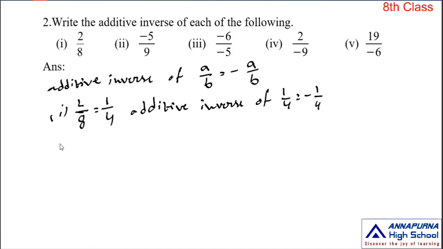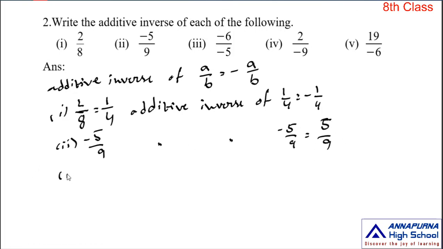And in the same way, come to the second one. The second rational number is minus 5 by 9. Okay, so it is in standard form or simplest form. So its additive inverse is, it's minus 5 by 9, so change the sign. It is equal to plus 5 by 9.